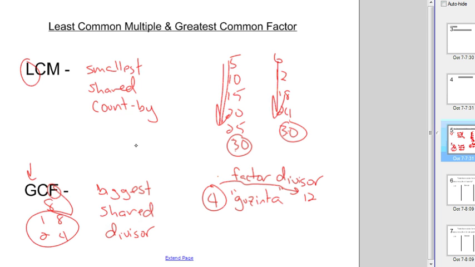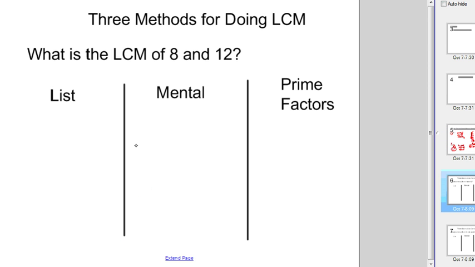So let's actually get into doing some examples. I'm going to give you 3 methods for each, if I can. Why? Because you need to be fluent, and sometimes when you're given numbers of a certain size, one method is more appropriate than another. So the list method for LCM, when we ask what is the LCM of 8 and 12, is what I'll start with, and I'll go into the mental method. That's a little bit hard to explain without writing, so I'll try and write what I'm thinking. And then prime factors is a very formal method.